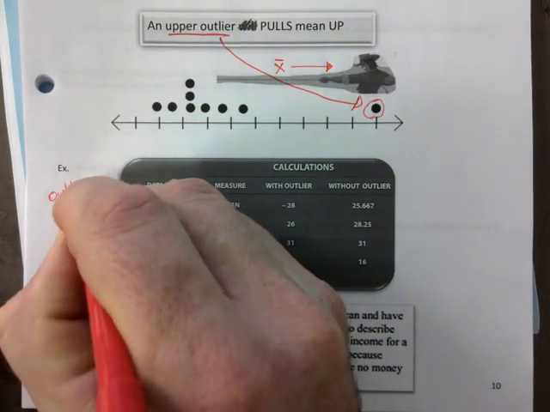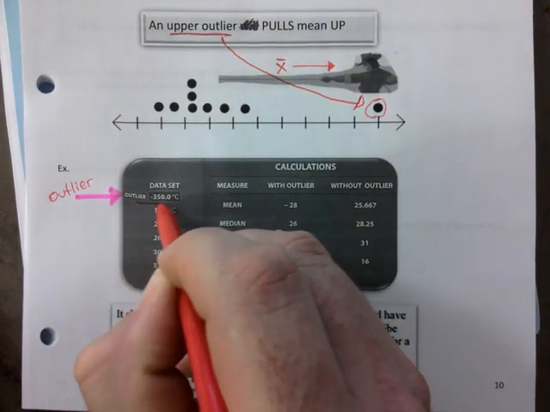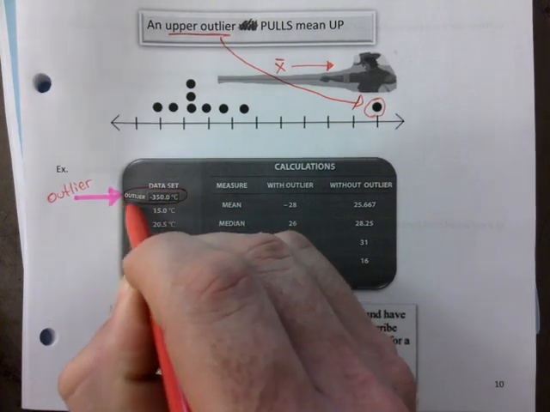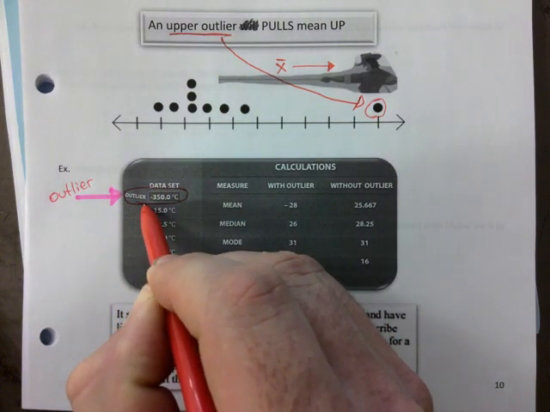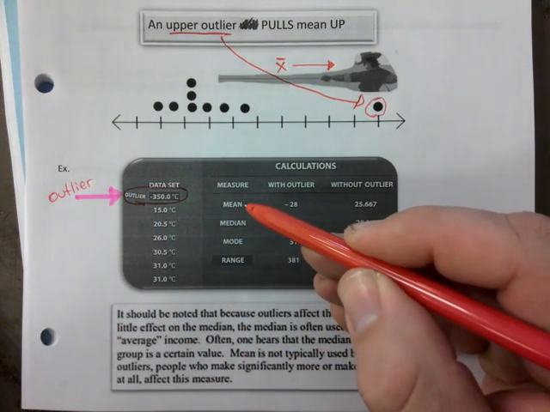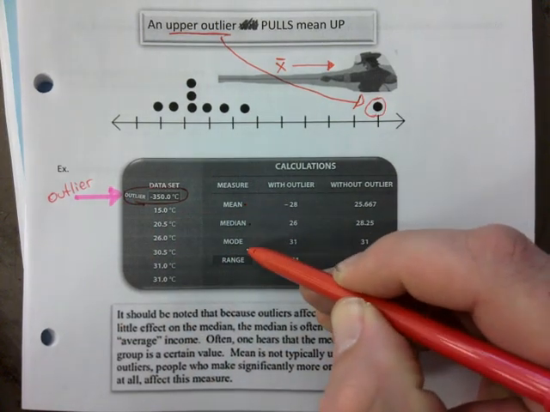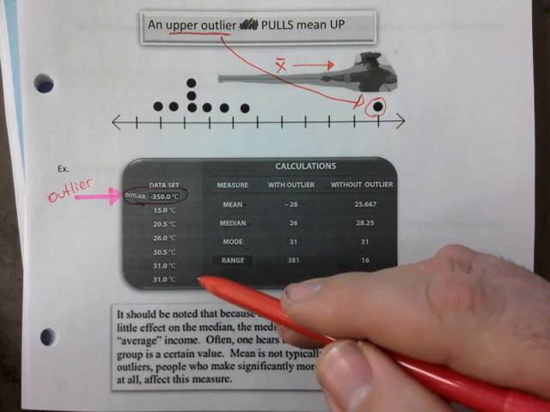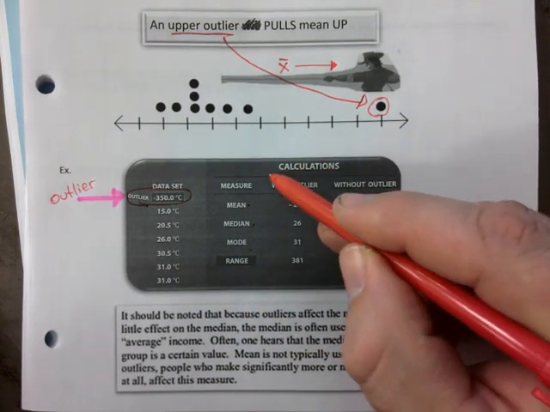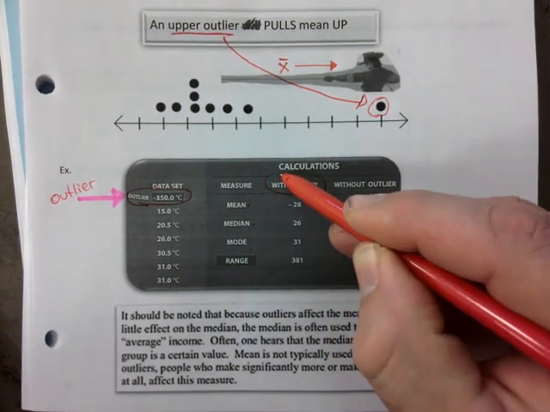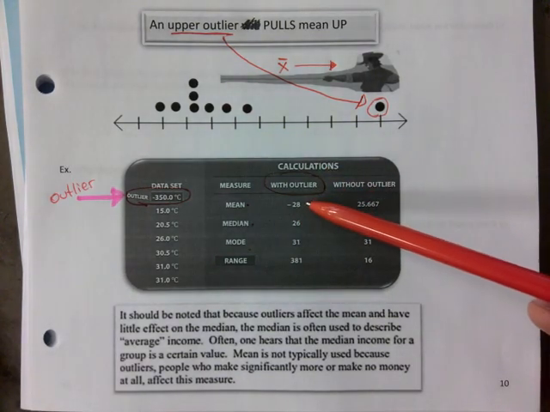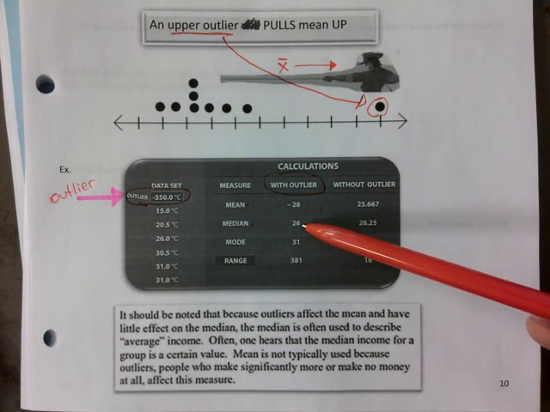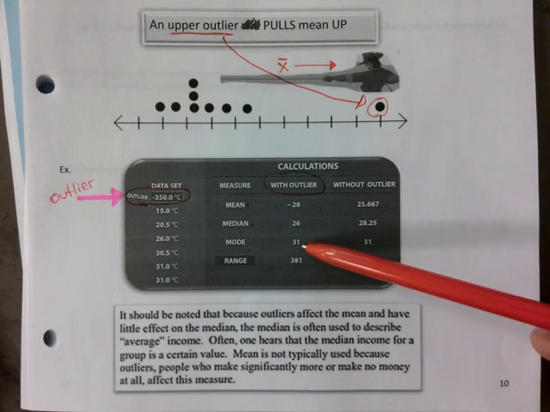Significantly different, this one right here. Okay? So I'm trying to make it work still for what I'm trying to do here. If we're considering the mean, the median, and the mode of this data set, with the outlier, your results: what do you get as an average? You get minus 28, your median is 26, and your mode is 31.